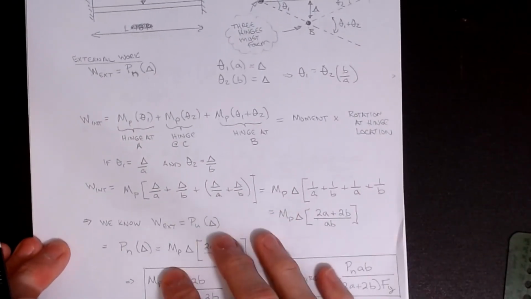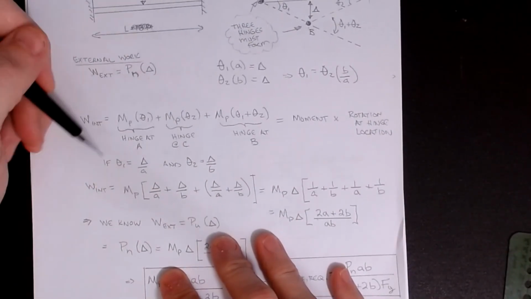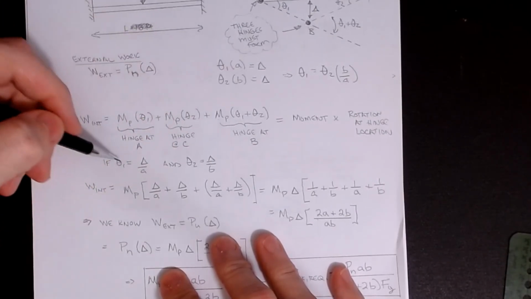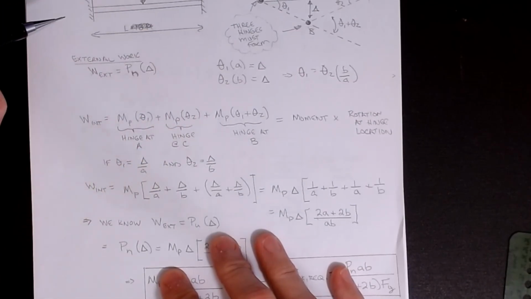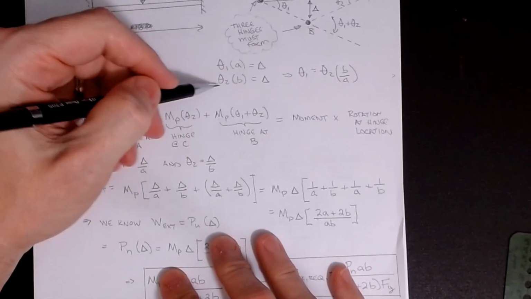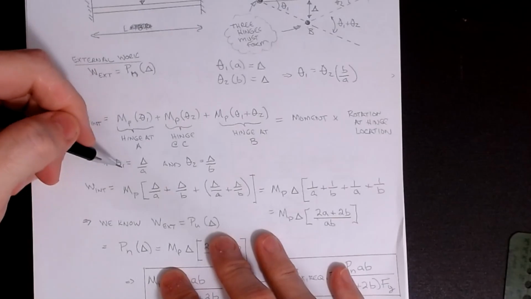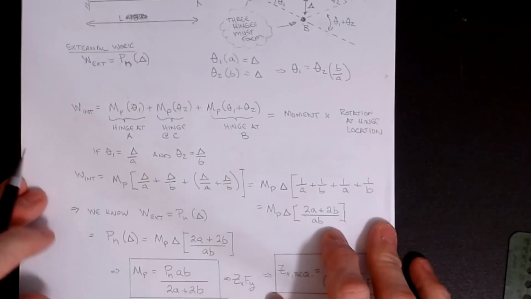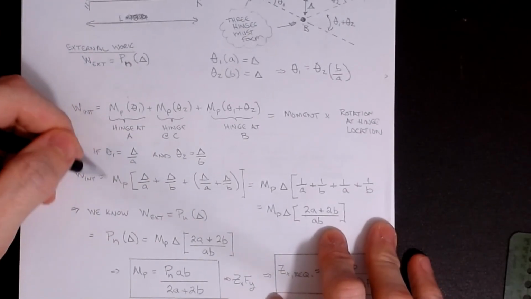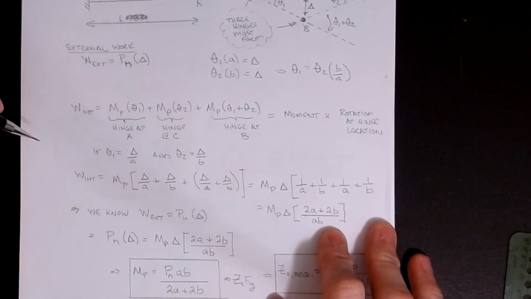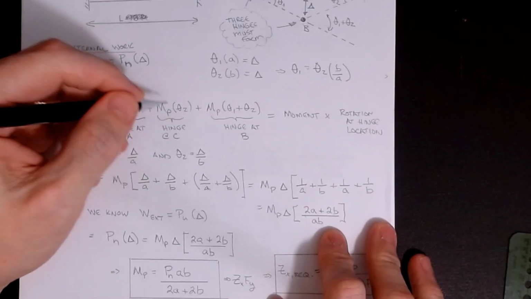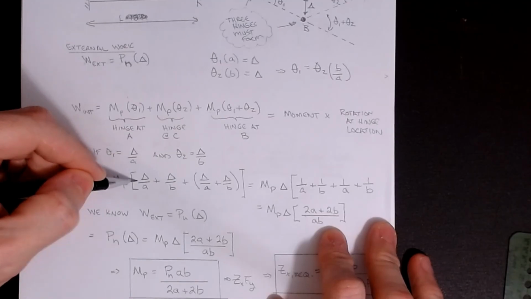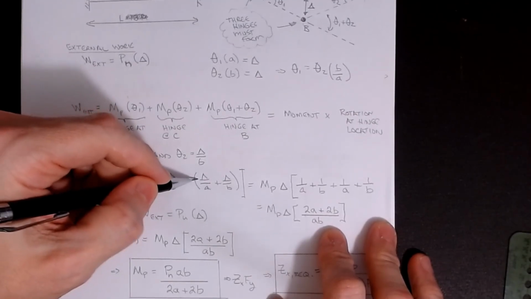Now if we go back and look at theta 1 and theta 2, there are some interesting things we can do. Let's take our theta 1 formula and rearrange it: theta 1 is equal to delta over A and theta 2 is equal to delta over B. If I plug theta 1 and theta 2 into the internal work equation, I'm going to factor out MP because MP is common to all of these. Then I plug in theta 1, theta 2, and theta 1 plus theta 2. So that's these three terms.